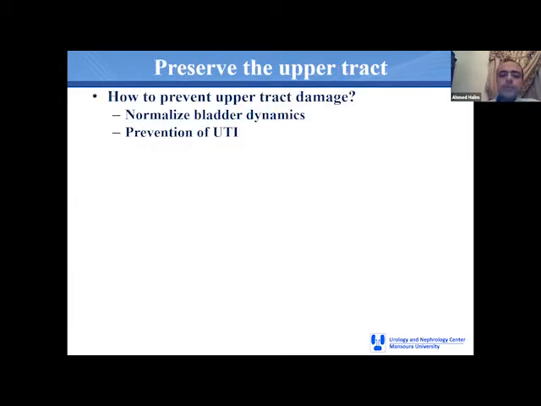So how can we preserve the upper tract in patients with neurogenic bladder? Most patients born with spina bifida are born with normal upper tracts. Only 5 to 10% would have upper tract changes at birth. But upper tract damage occurs later in life as a result of bladder dysfunction. So in order to prevent upper tract damage, our strategy should be directed towards normalizing bladder dynamics, trying to mimic the normal micturition cycle, and prevention of UTI. And we can prevent UTI again by trying to normalize the bladder dynamics and treating the associated bowel dysfunction.